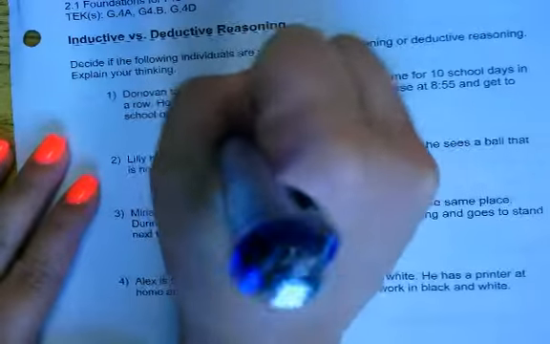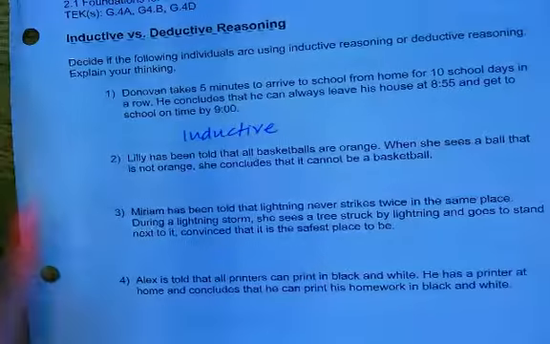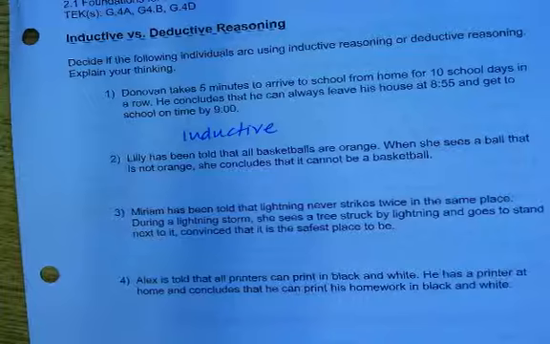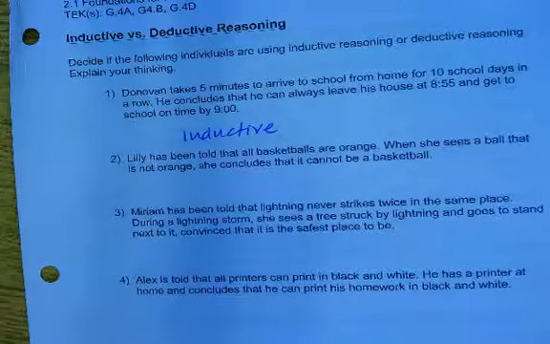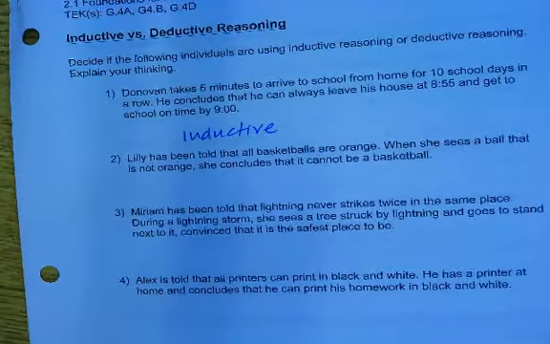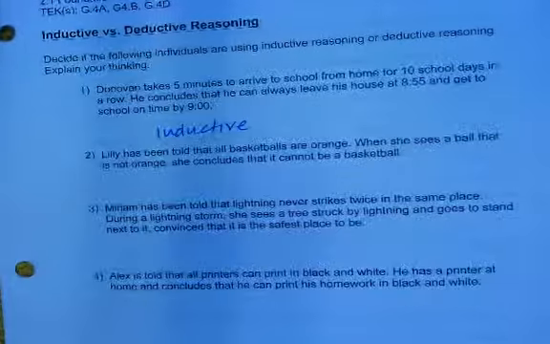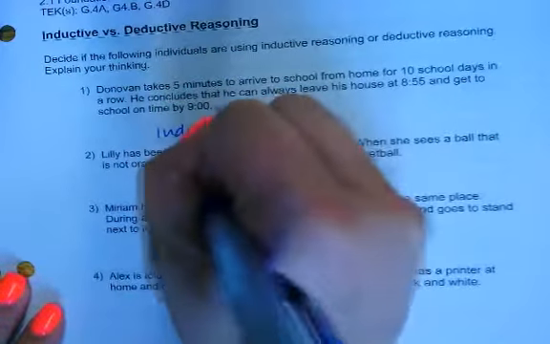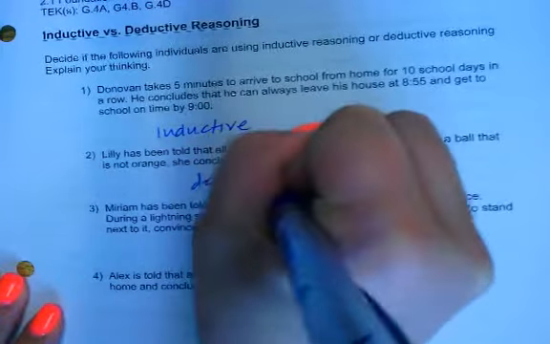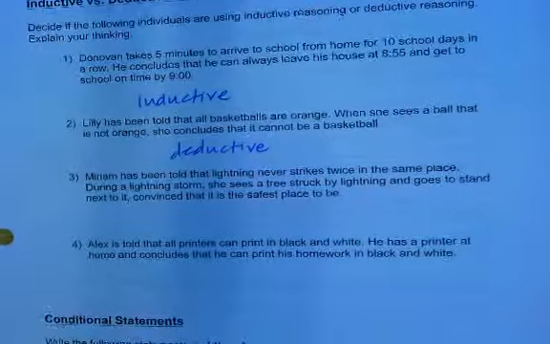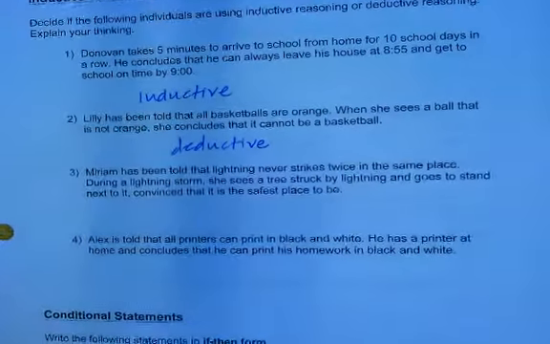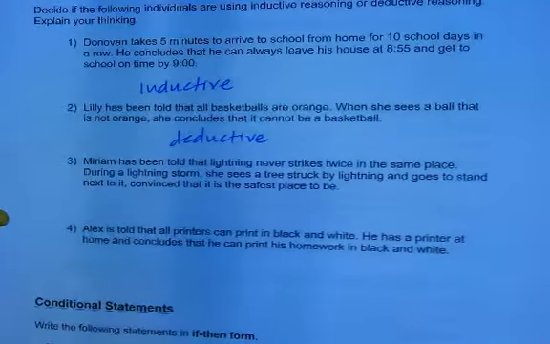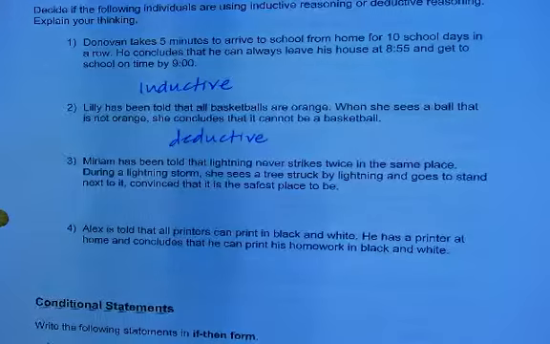Okay, number 2. Lily has been told that all basketballs are orange. When she sees a ball that is not orange, she concludes that it cannot be a basketball. Inductive or deductive? Deductive. 3. Miriam has been told that lightning never strikes twice in the same place. During a lightning storm, she sees a tree struck by lightning and goes and stands next to it, convinced that it's the safest place to be. Deductive. Very good.